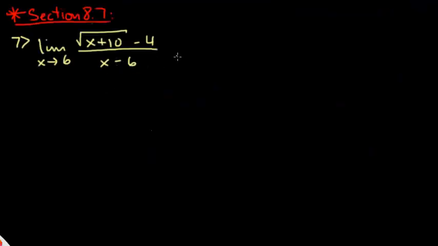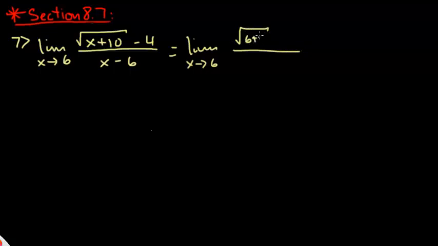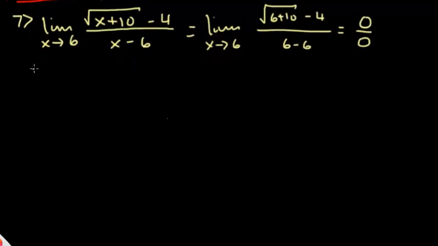In problem B, we start to solve this by L'Hopital's rule. By substitution, when I plug it in, we see the limit as x approaches 6 of the square root of 6 plus 10 minus 4 over 6 minus 6, which is the square root of 16, which is 4, minus 4. We will have 0 over 0. Because it's 0 over 0, you can apply L'Hopital's rule.